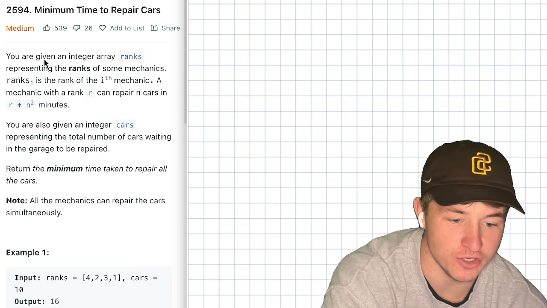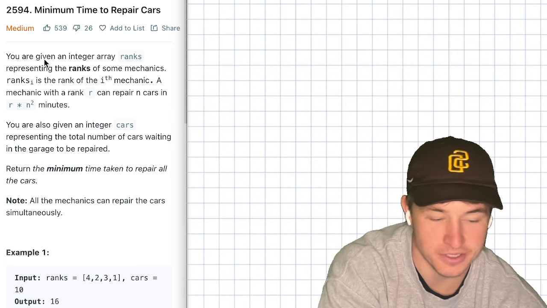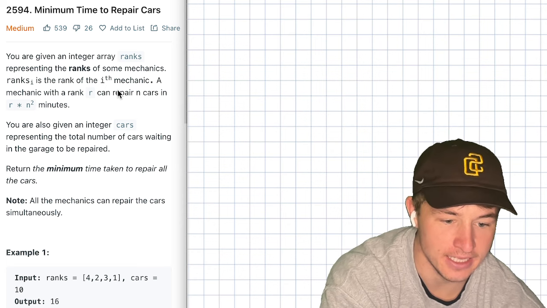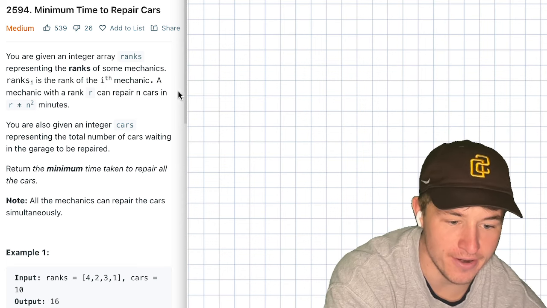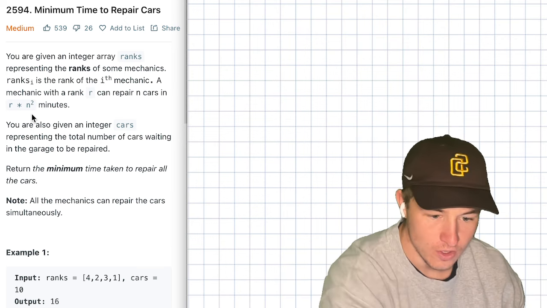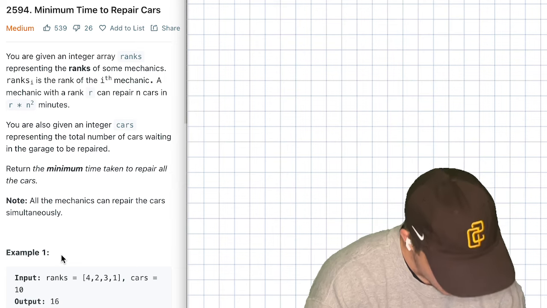So you're given an integer array ranks representing the ranks of some mechanics, okay? So mechanics have ranks. What does that mean? Ranks[i] is the rank of the ith mechanic. A mechanic with rank R can repair n cars in R times n squared minutes, okay? So you have ranks of mechanics, right? So we'll do the example here, okay?